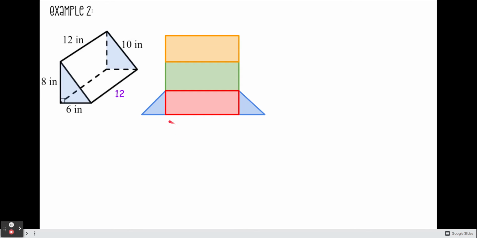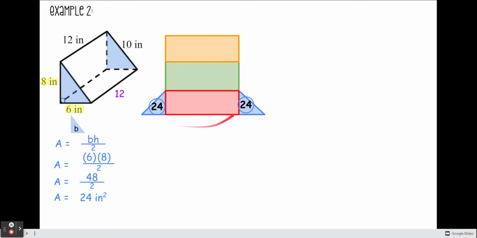Here's my net. Bases first, and I have 2 of them. Remember, formula is base times height divided by 2, which is, let's see, the base is 6, the height is 8. You divide by 2, and you get 24. Now you can multiply that by 2. I'm gonna save that for later, but we just know the area of one base, which is 24. So that's 24, and this is 24.